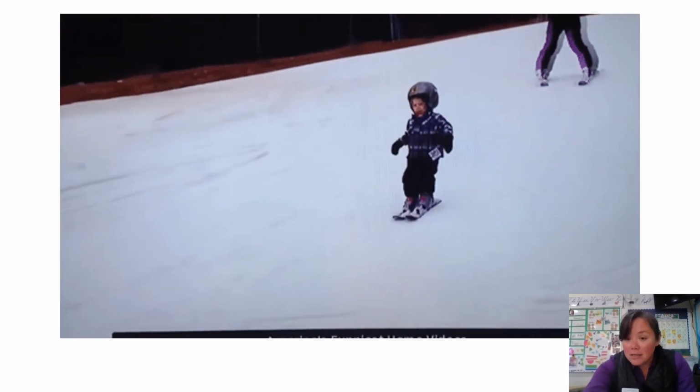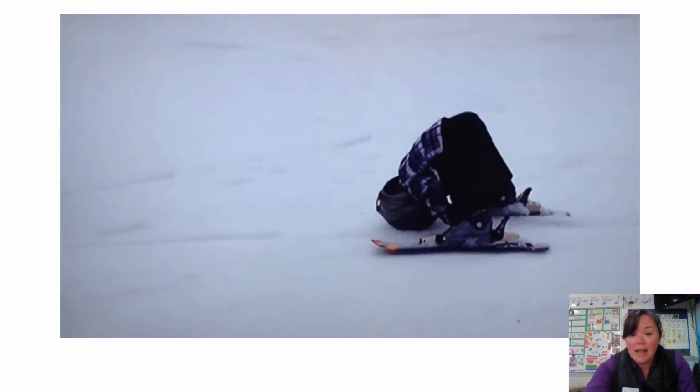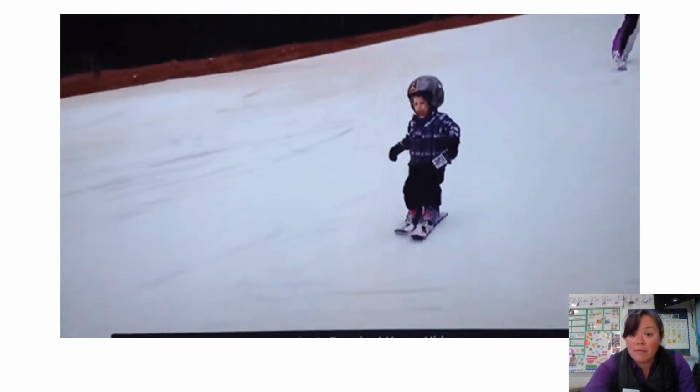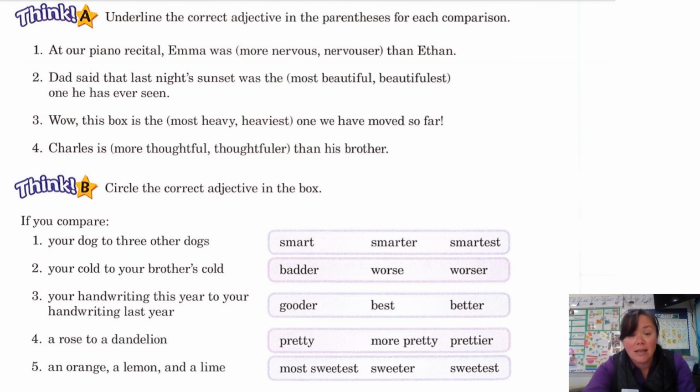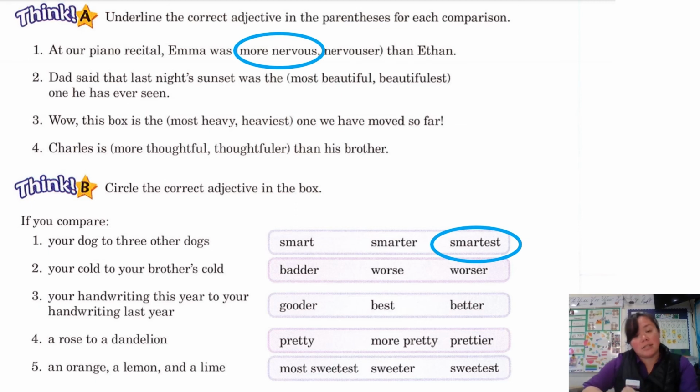But we can do this, and you have 2 work pages to do today. So good luck on 155. Read through these sentences carefully and just circle the correct one. At our piano recital, Emma was more nervous or nervouser? Nervouser doesn't sound very right. So more nervous than Ethan. And then if you look at Think B, you're doing the same thing. Your dog compared to other dogs. Is your dog smart, smarter, or the smartest? If you're comparing 3, you're going to use EST. Okay? So smartest is your right choice. Good luck, and let me know if you have questions on Zoom.